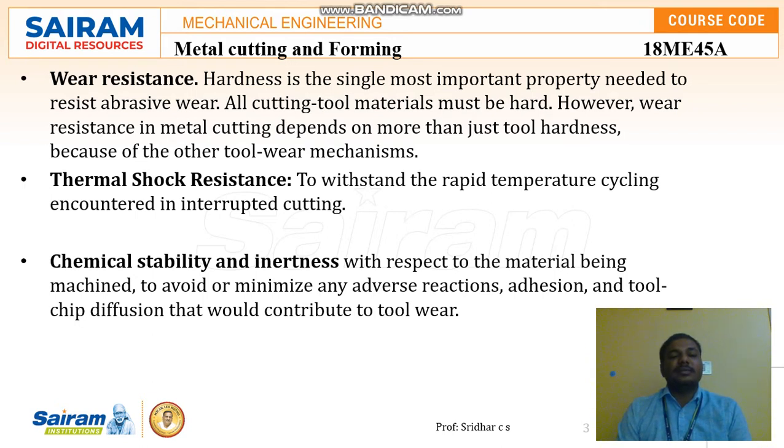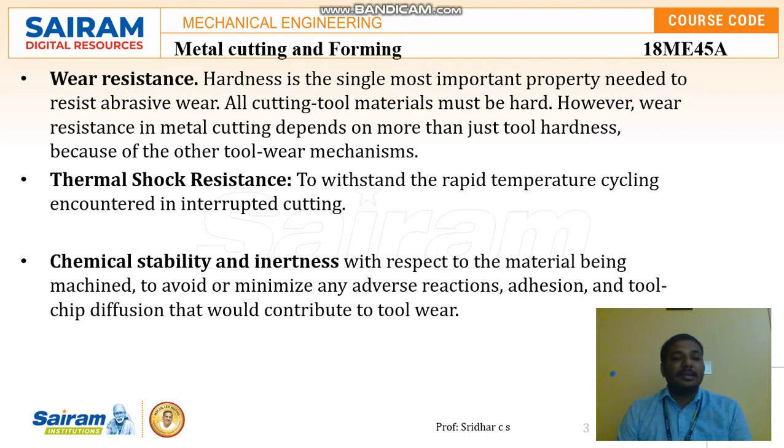Next one is wear resistance. Hardness is the single most important property needed to resist abrasive wear. In all materials, wear and tear will come into the picture, so all cutting tool materials must be hard. However, wear resistance in metal cutting depends on more than just tool hardness, because of the tool wear mechanism. Then thermal shock resistance: the tool should be able to withstand rapid, sudden increases or decreases in temperature, which are cyclic.